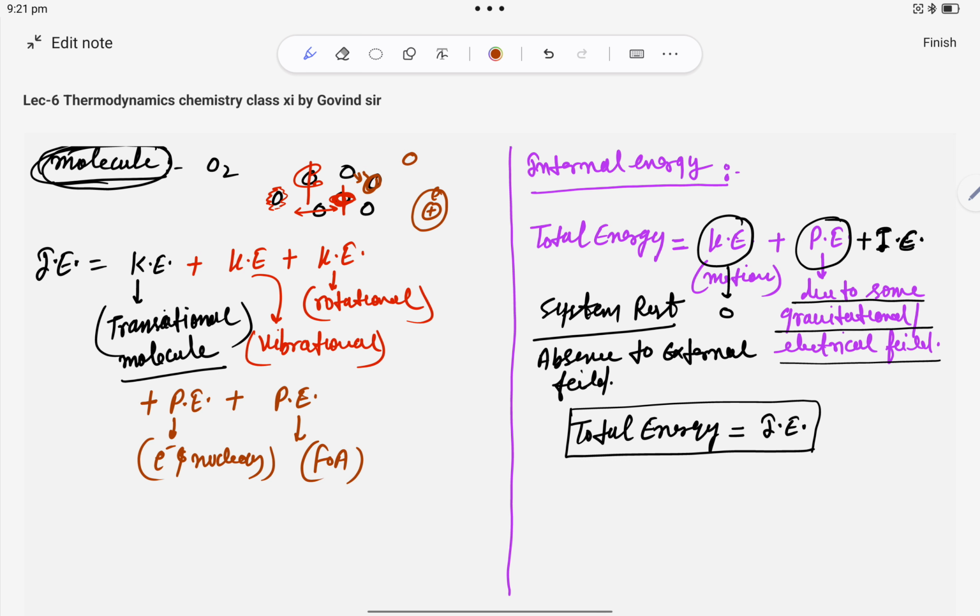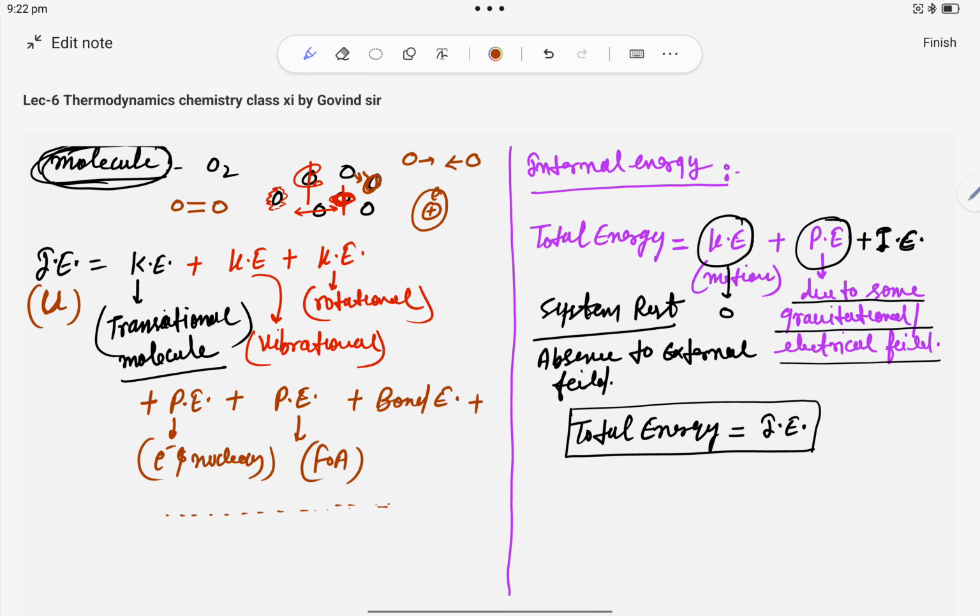Here once again in this molecule, force of attraction is there, and oxygen to oxygen double bond. So bond energy is also there, so many kinds of energy are there. That is the total energy, internal energy, for the molecule.